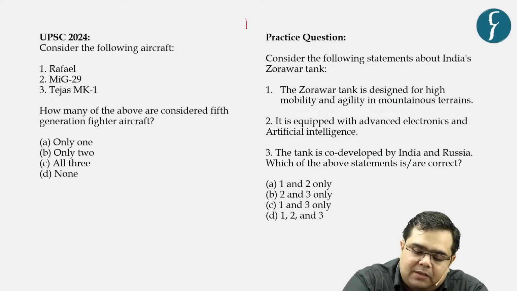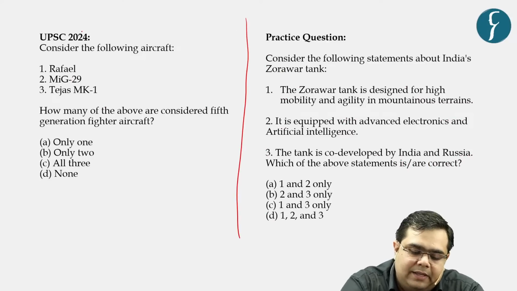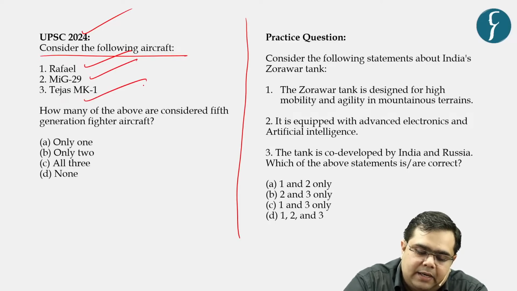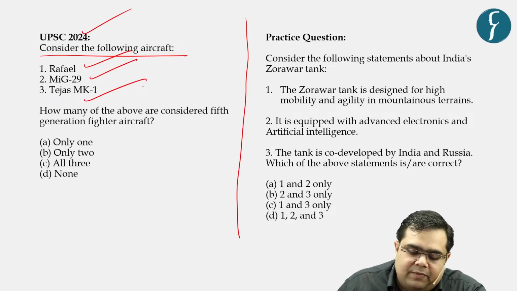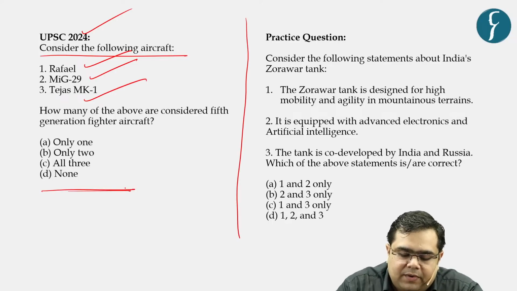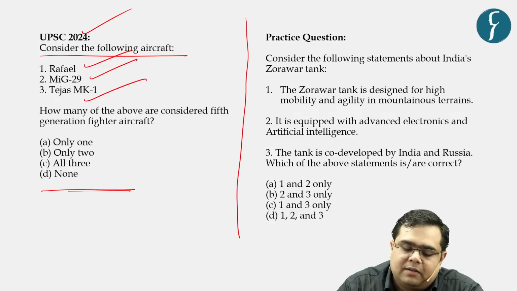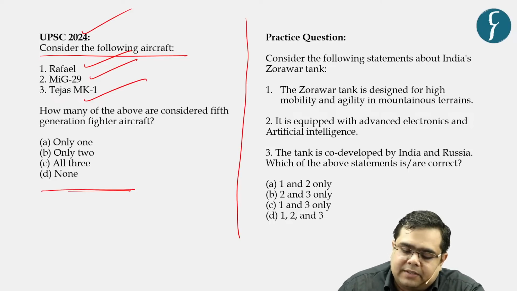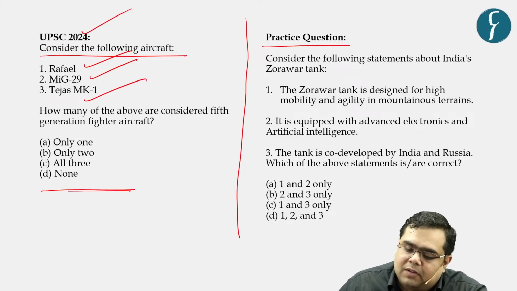Now in the past, UPSC has recently asked: consider the following aircraft: Rafale, MiG-29 and Tejas Mk1. Which one of the following was a fifth generation aircraft? And if you have been a follower of DNS, we had already covered the Rafale aircraft in one of our prelims sessions, right? So in a similar spirit, let us try to solve this particular question.